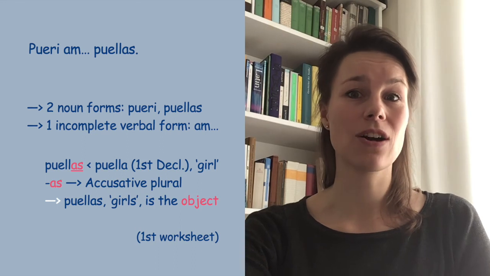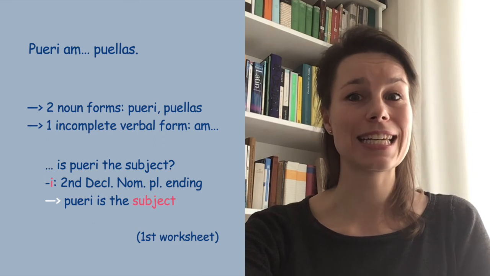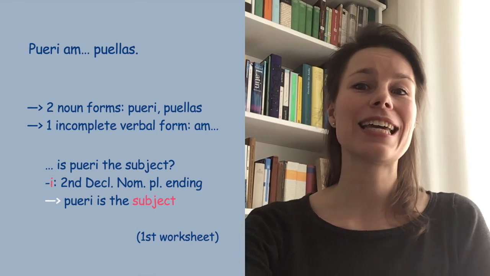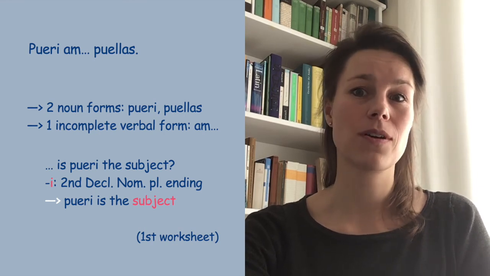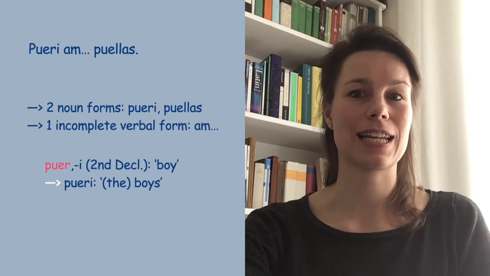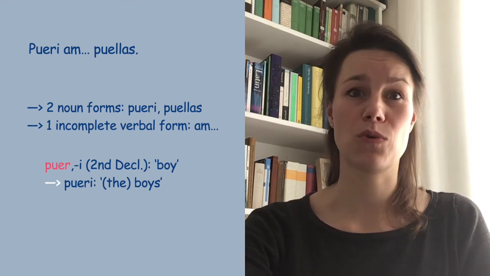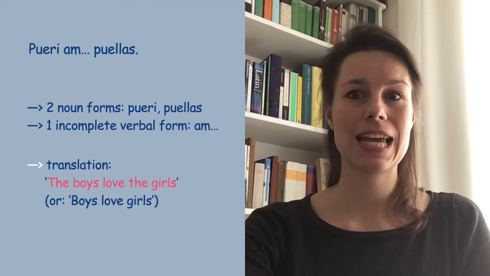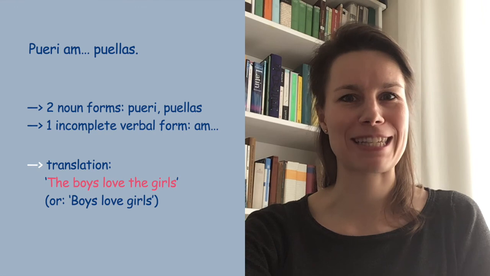If puellas is the object, we may suspect that pueri is the subject of our sentence, and indeed the ending i, here again meaning the Latin pronunciation of the English e, is an ending that we've seen for second declension nouns in the nominative plural. Remember the form amici. If I now give you the additional information that the second declension noun puer means boy, pueri in the nominative plural must mean boys or the boys. So we can now come up with a translation of our sentence. The boys love the girls, or boys love girls. Sadly, a somewhat stereotypical sentence here.